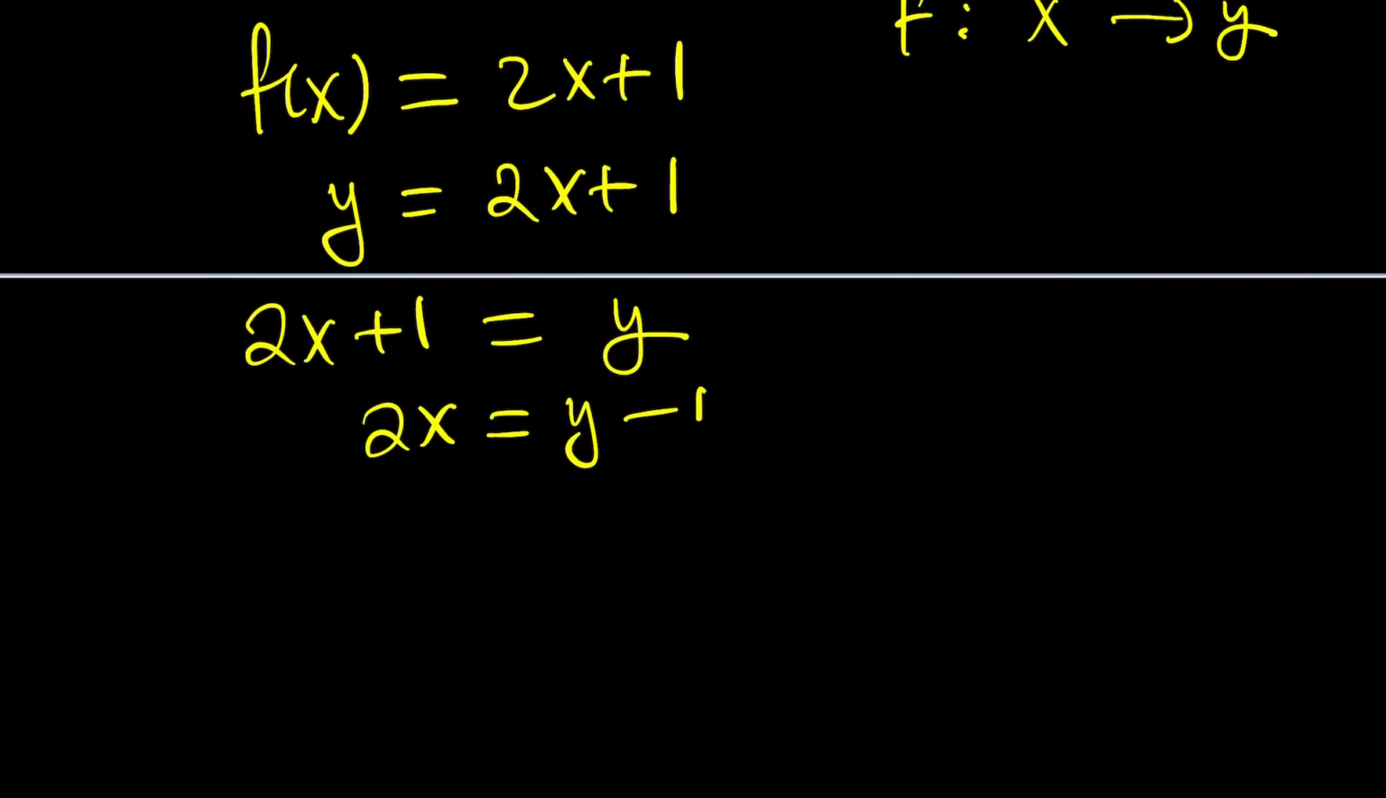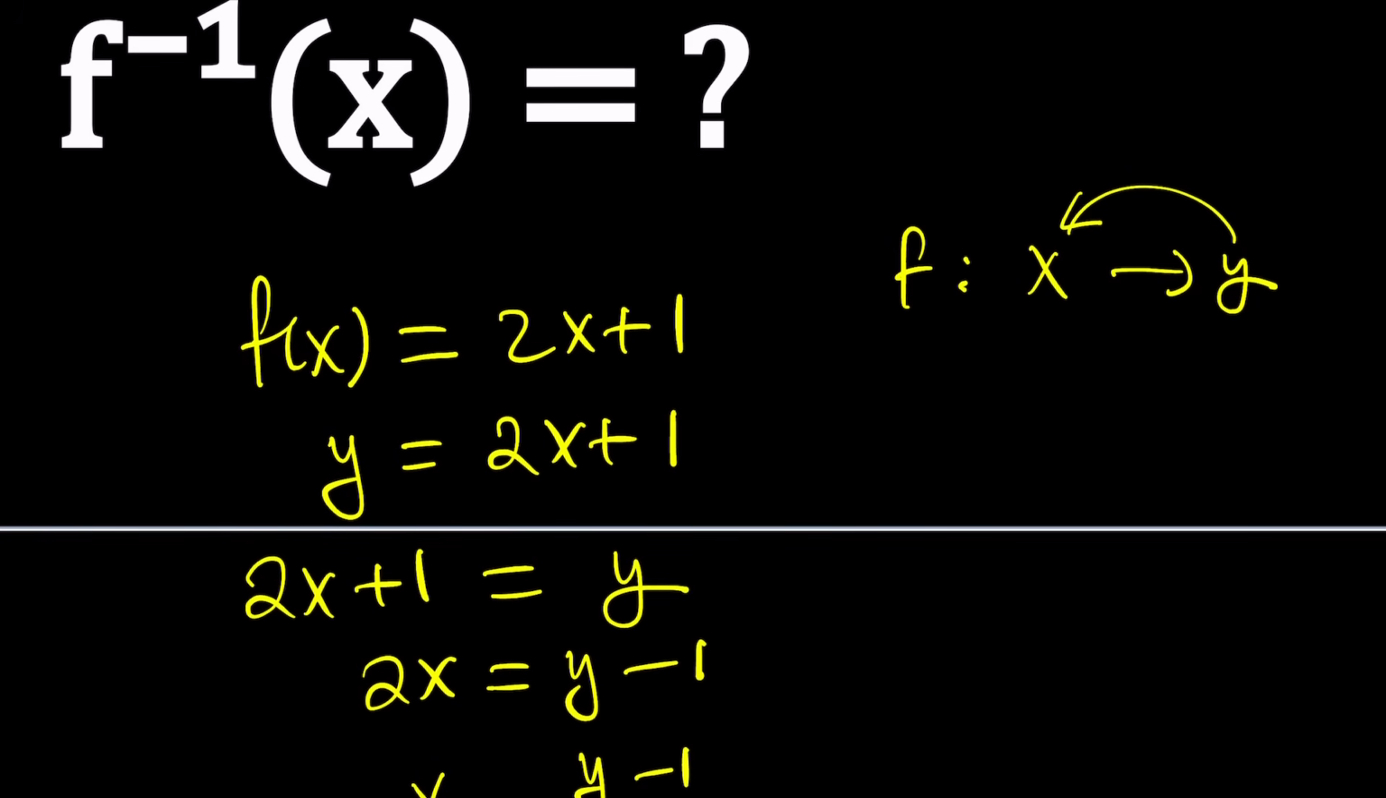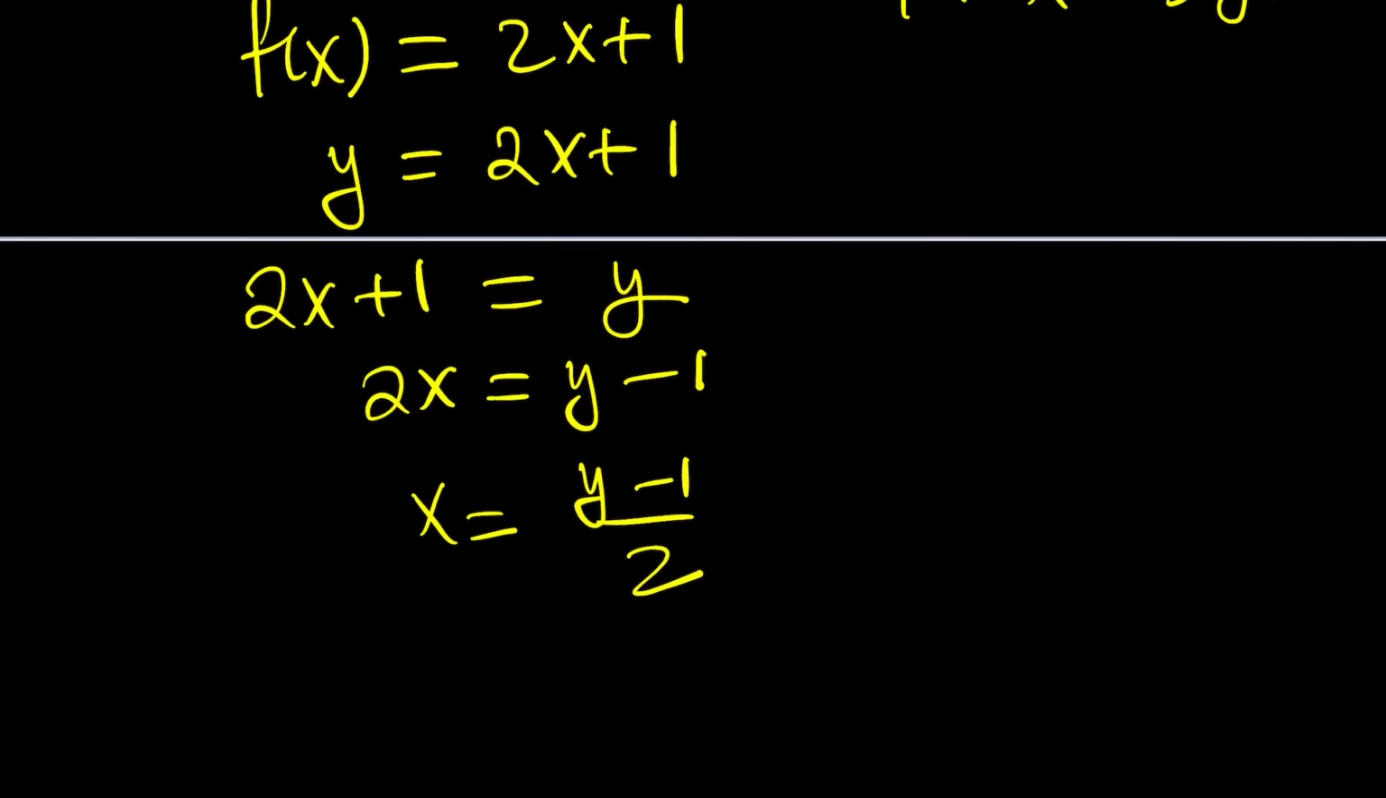Subtract 1 from both sides, and then divide both sides by 2. That'll give you x in terms of y. That's exactly what it is. Because if you think about it, f takes x to y, and then we need something that takes y and brings us back to x. So this is exactly what it is.